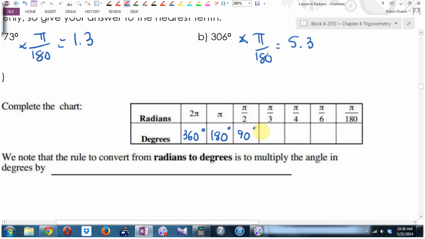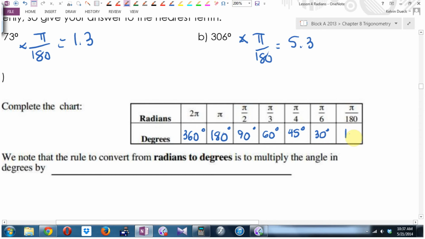Pi by 3, that's 1/3 of pi. 1/3 of 180. Pi by 4, that's 1/4 of pi. 1/4 of 180, or half of 90. Pi by 6, 1/6 of 180. 30. Or 1 degree is pi over 180.